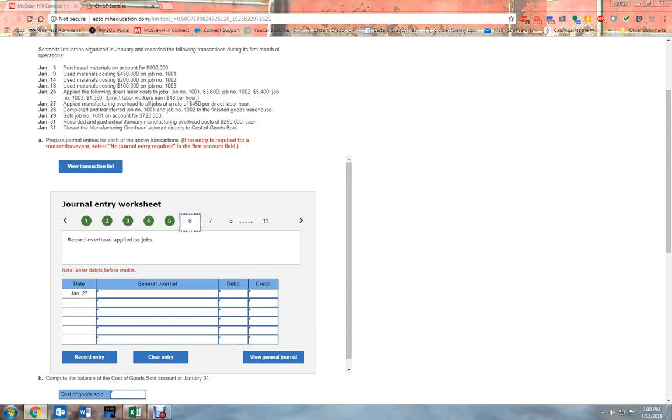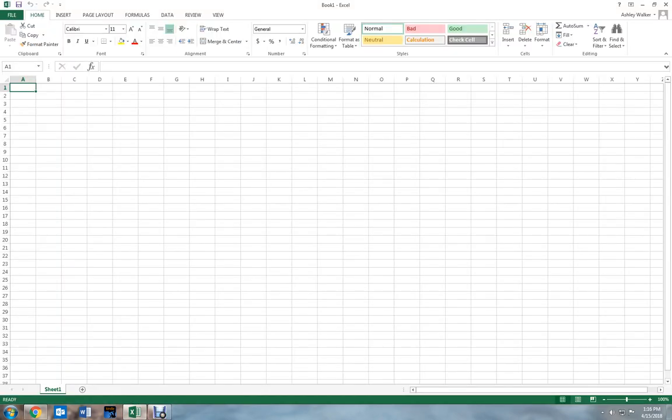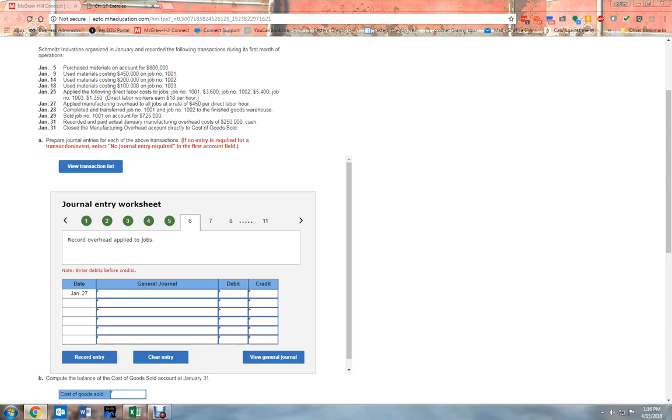All right, January 27th. We're going to apply manufacturing overhead to all jobs at a rate of $450 per direct labor hour. So we have a little work to do here. We know that our workers earn $18 per hour, so let's go ahead and pull Excel up here, and then move back to Connect. We know that job number one, the 1001, had $3,600 in direct labor costs.